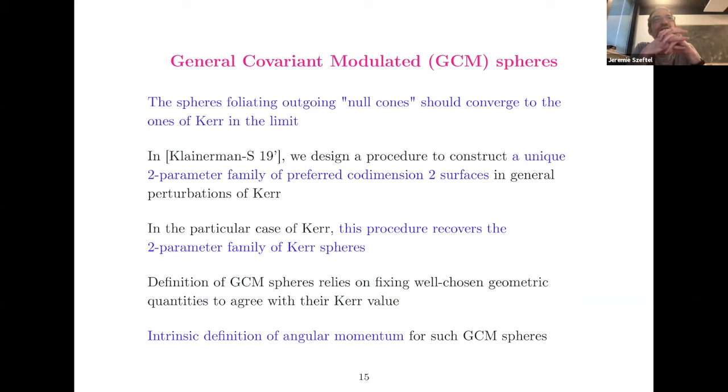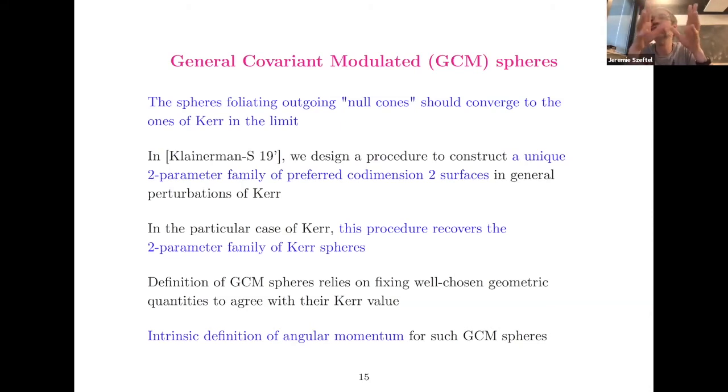Of course, if I run the procedure in the particular case of Kerr or of Schwarzschild, this procedure, due to the uniqueness, recovers exactly the two-parameter family of spheres of Kerr or Schwarzschild. Okay, so how are these spheres defined? The point is to define them by fixing well-chosen geometric quantities related in particular to the second fundamental forms, the two null second fundamental forms of the spheres as embedded in the space-time, and a third quantity. So these are well-chosen geometric quantities, and you want them to agree with their Kerr values.